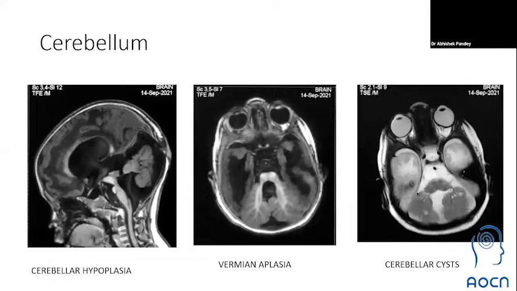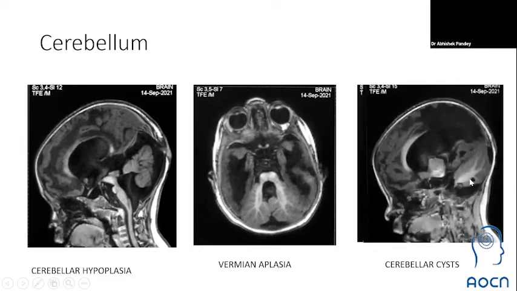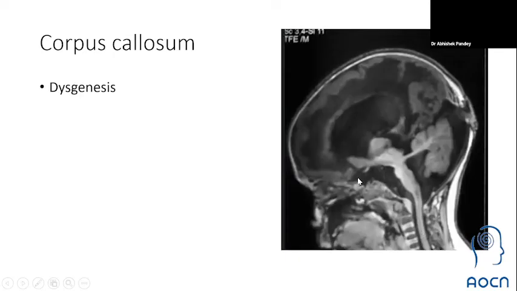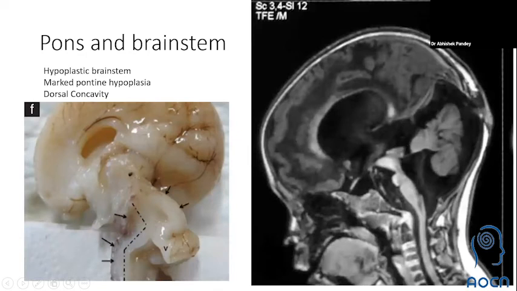The cerebellum was hypoplastic, there was vermian hypoplasia, and there were cerebellar cysts present. If you can see, there are multiple cerebellar cysts which are present here. Then we move on. The cerebellar cyst is also visible in the sagittal section. The corpus callosum was dysgenetic, and the pons and brainstem were hypoplastic.